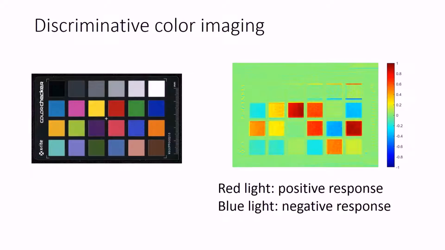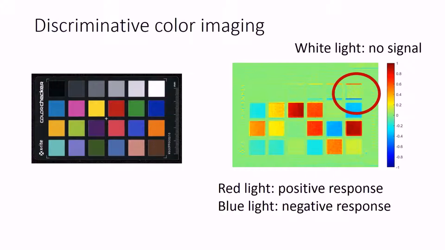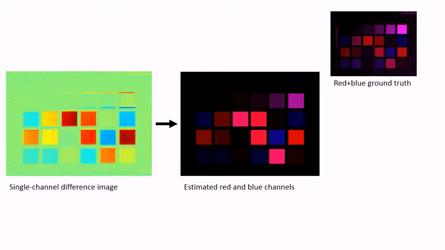Here we combine red and blue lighting and obtain a single shot imager that discriminates between reddish and bluish objects, with a positive and negative response respectively. The gray areas on the color chart don't produce any signal at all. Using the unique noise statistics of difference images, we can even estimate the red and blue channels separately, although we never observed them in isolated form.